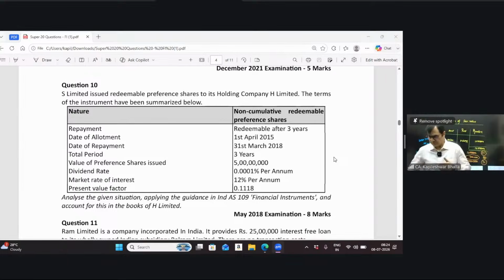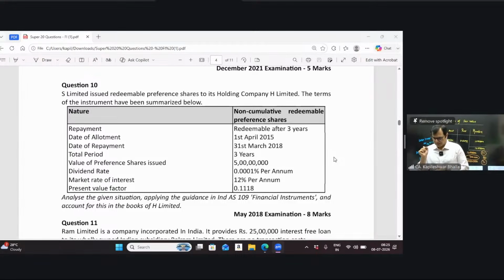Let's read. It says S issued redeemable preference shares to the holding company, and the terms of the instruments are defined. So we're given the repayment is after 3 years. The date of allotment is April 15, and the date of repayment is March 18. The value of the preference share is given. The dividend rate is given as 0.0001. It's as good as zero, negligible in nature. And the market rate is 12%. So very clearly the deal can be seen. The contracted rate is zero and the market rate is 12%.